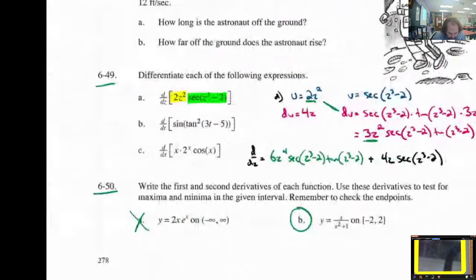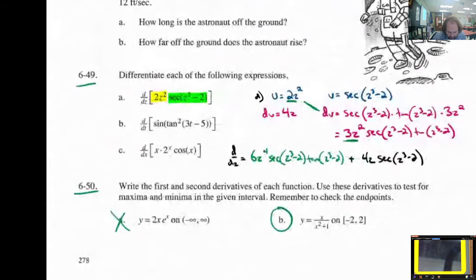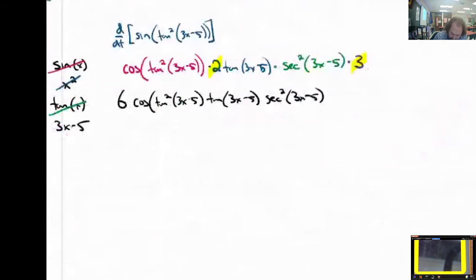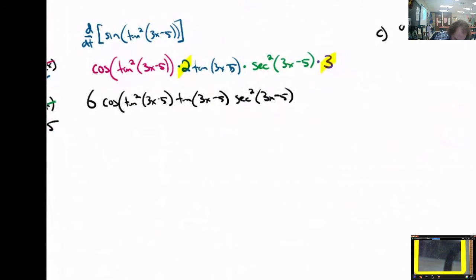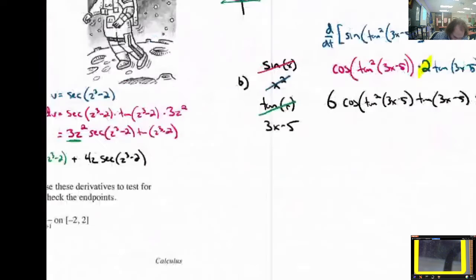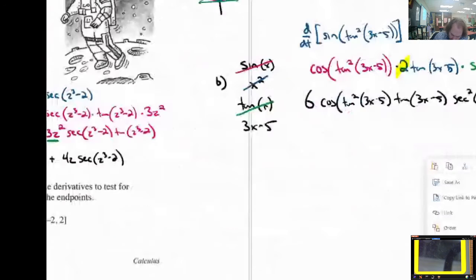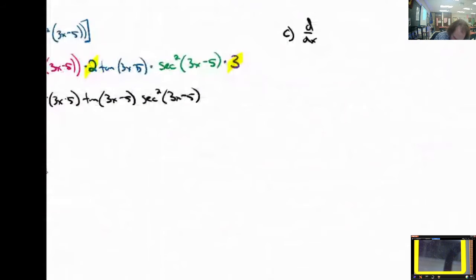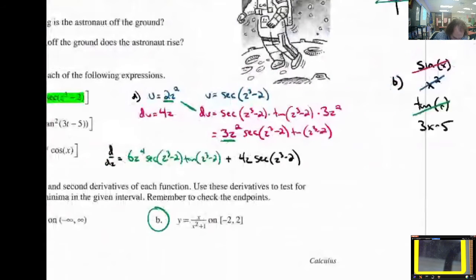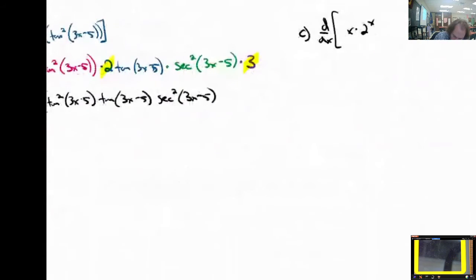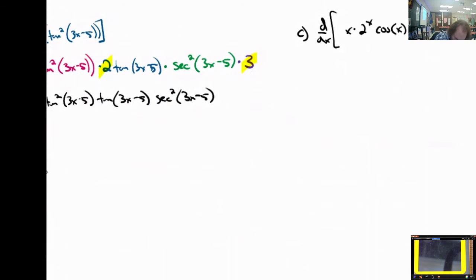Question C. Derivative of x times 2 to the x times cosine x. I don't remember what it was again. x times 2 to the x. One more time, I'm going to look at it. Cosine of x. Okay, this is a triple product rule.